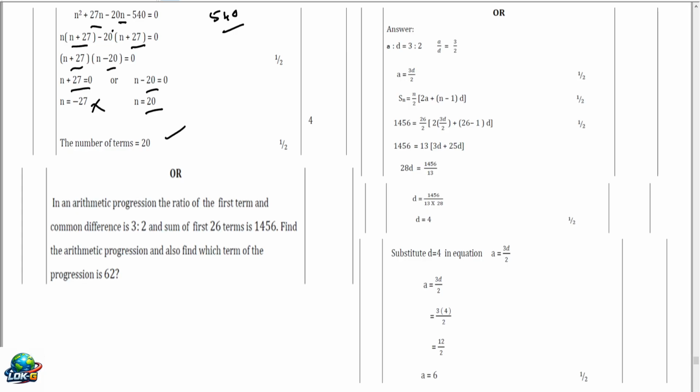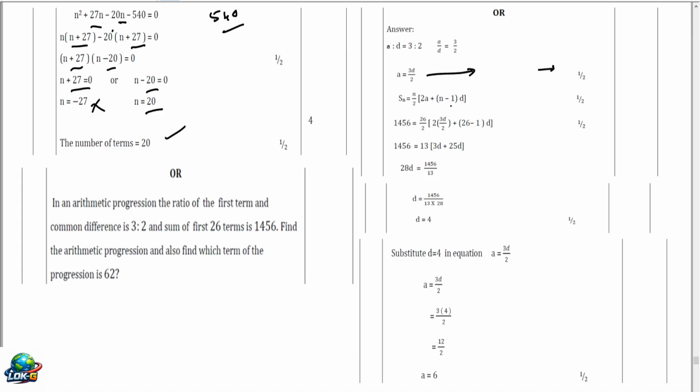Or question. In an arithmetic progression, the ratio of the first term and the common difference is 3 is to 2, and the sum of the first 26 terms is 1456. Find the arithmetic progression and also find which term of the progression is 62. Observe here, the ratio a is to d, a by d is equal to 3 by 2. You can take d to the right, you will get a is equal to 3d by 2. For this you will get half marks.